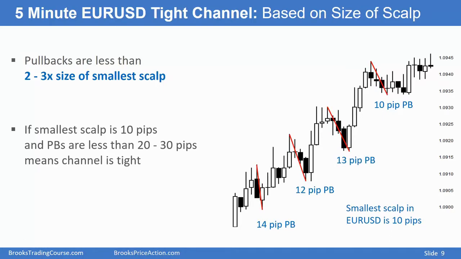This shows the size of the pullbacks, and they're all small. They're all less than 14 pips. That's less than 2 to 3 times the size of the smallest scalp. The smallest scalp is 10 pips. All of these pullbacks are less than 20 or 30 pips. Therefore, traders should only buy, do not sell.